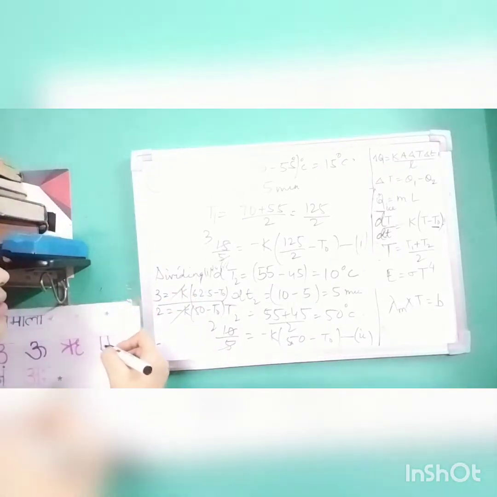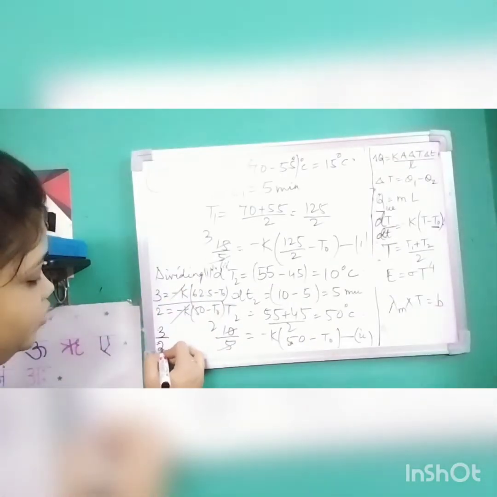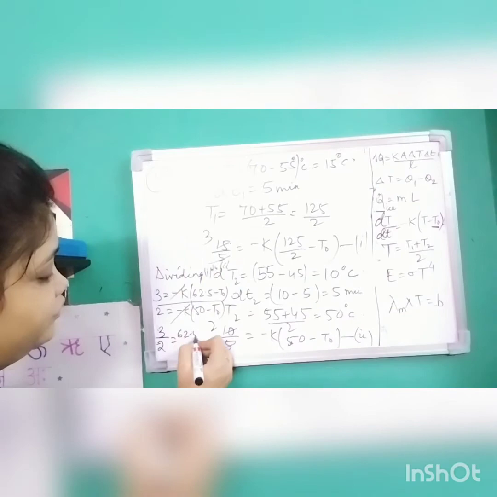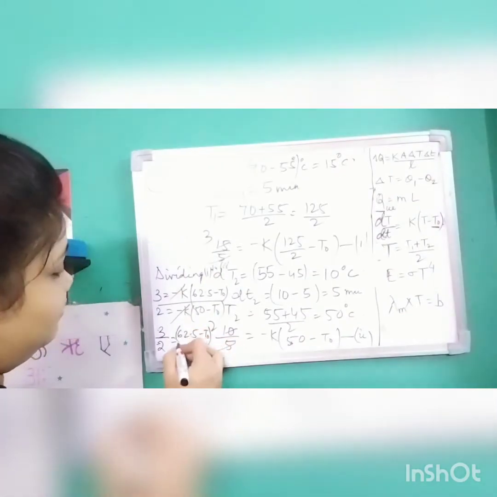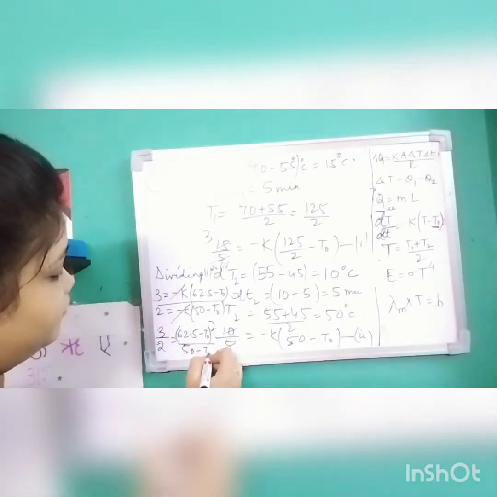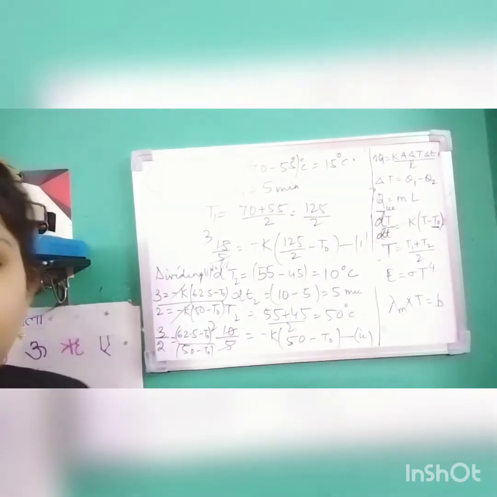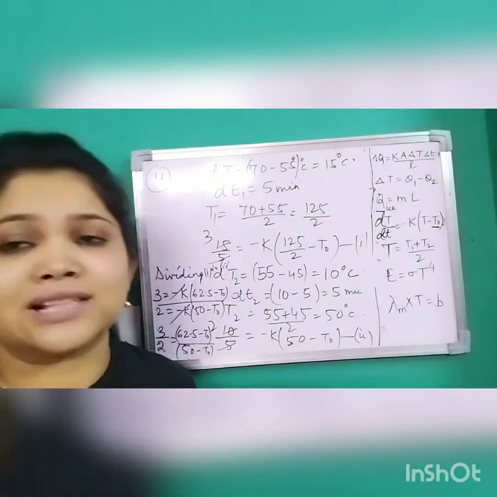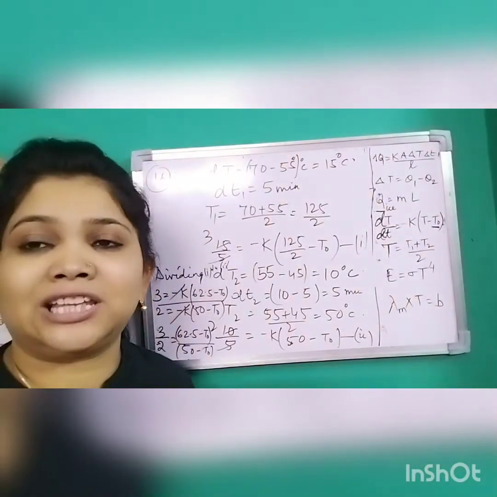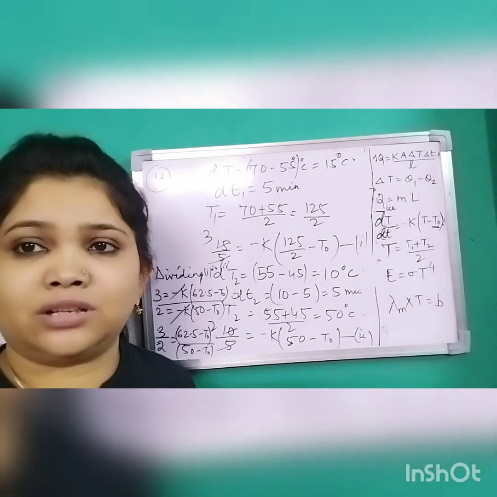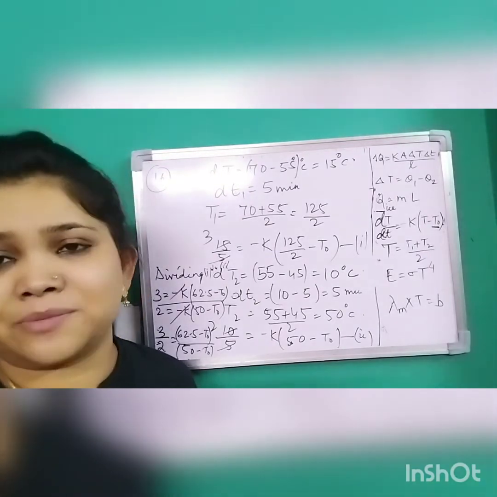Minus K cancels. So you are ultimately left with 3 by 2 is equal to (62.5 minus T0) by (50 minus T0). Now just solve it as a linear equation and you will get the answer for T0. T0 is nothing but the temperature of the surrounding. Okay, so we'll get the answer for the temperature of the surrounding.